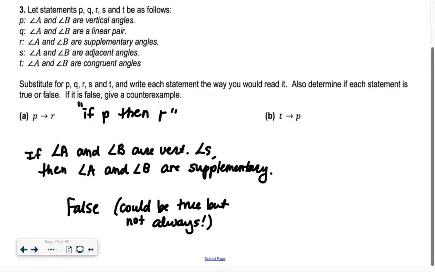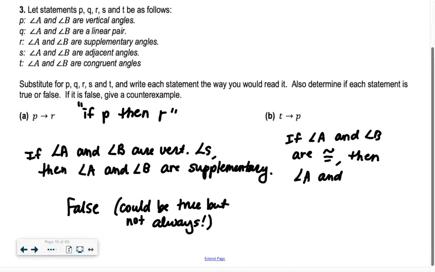If it's always true, then we'll say true. All right, T implies P. So if T, then P. So we're going to say if angle A and angle B are congruent, then angle A and angle B are supplementary. So that could be true, right? If they were both 90 degrees, they'd be supplementary. Congruent and supplementary. Is it always true? No. So again, we write false. Is this making sense? So we're just rewriting it based on the symbols. So we'll do a lot of symbol writing in this chapter as well. So this like P implies Q thing.